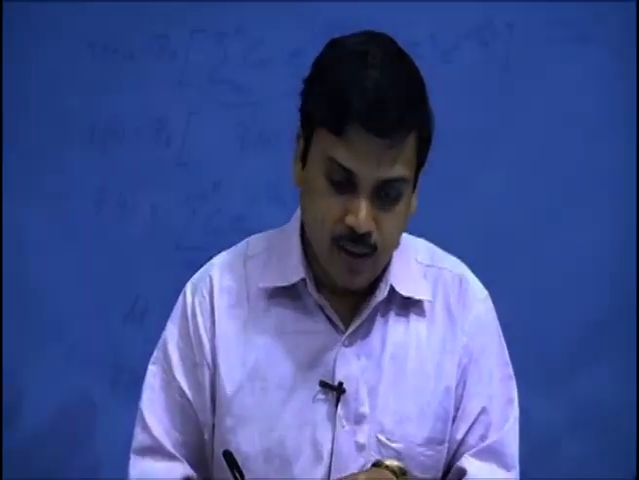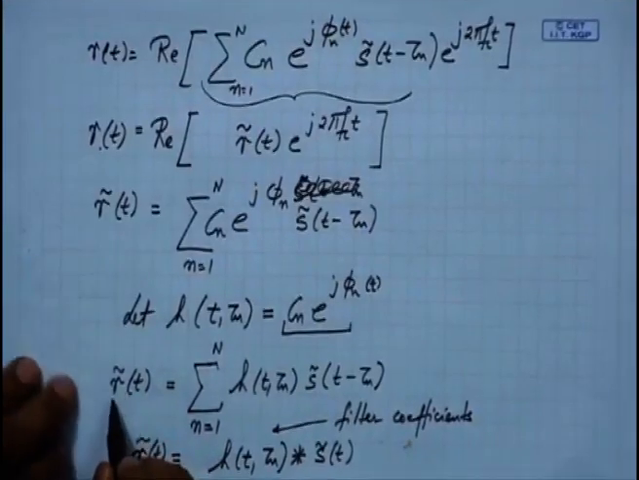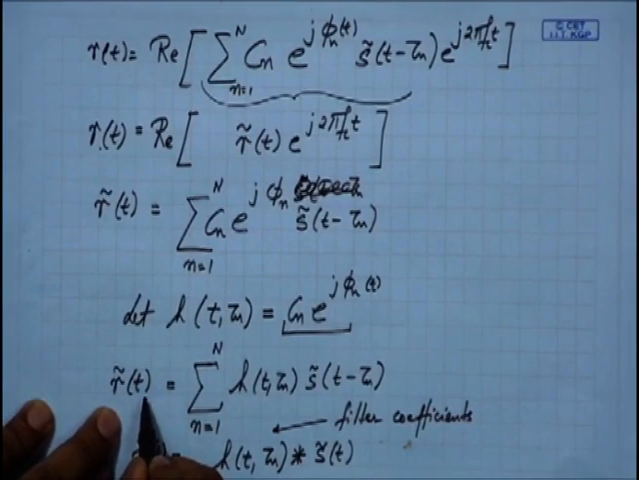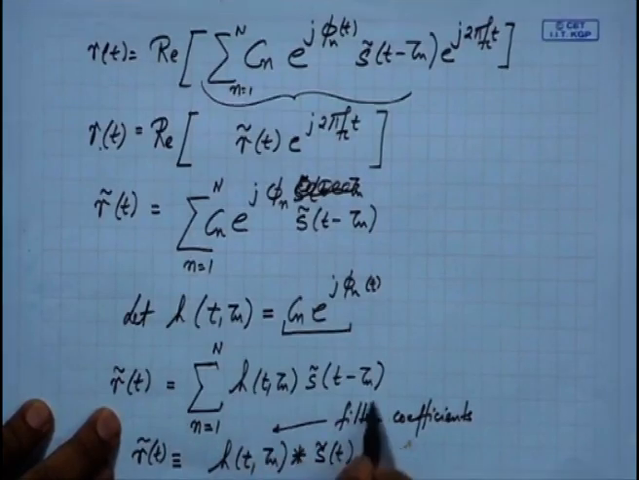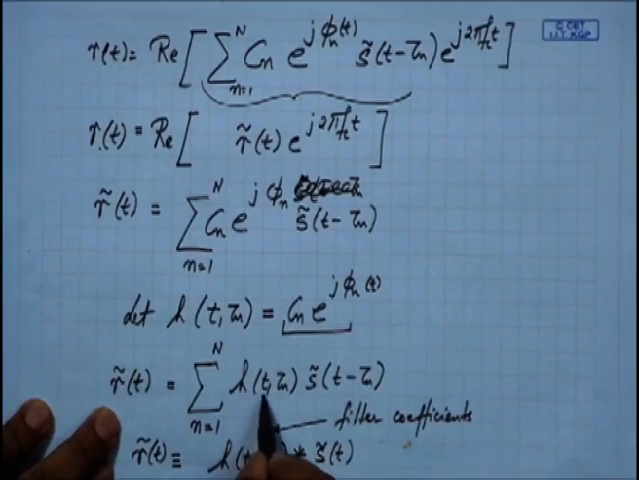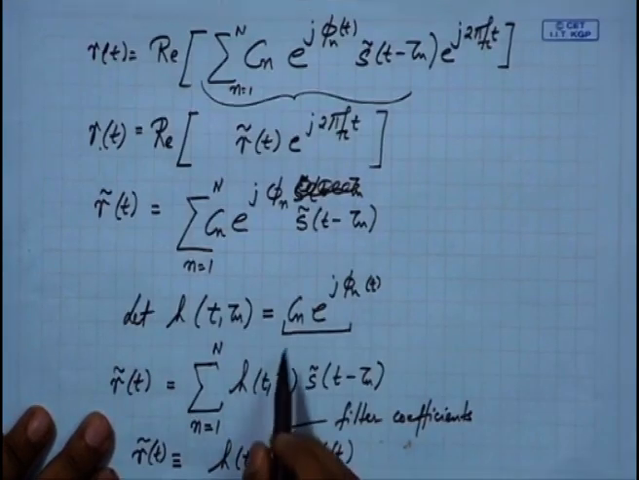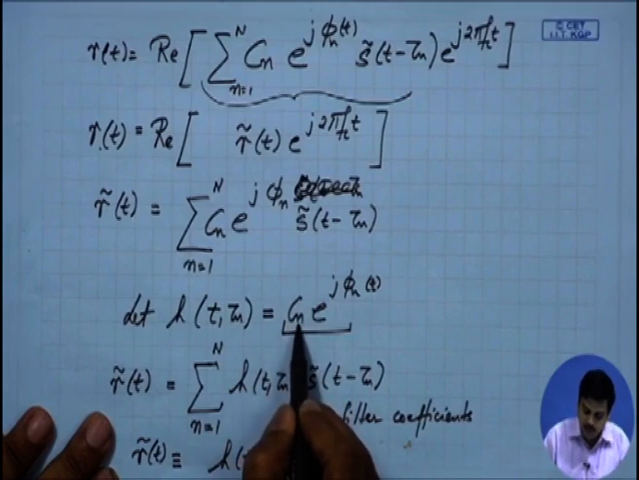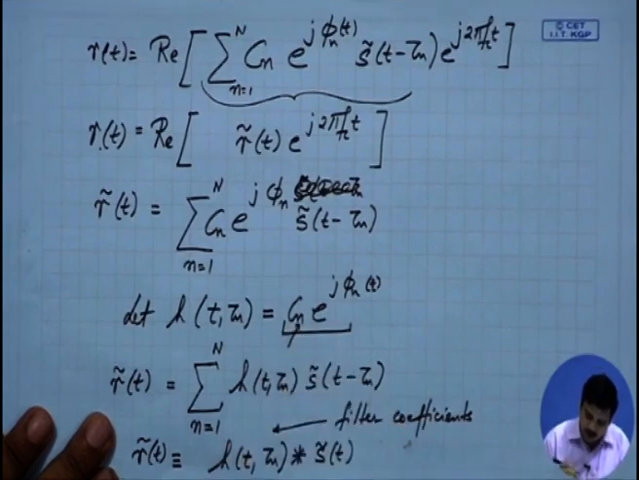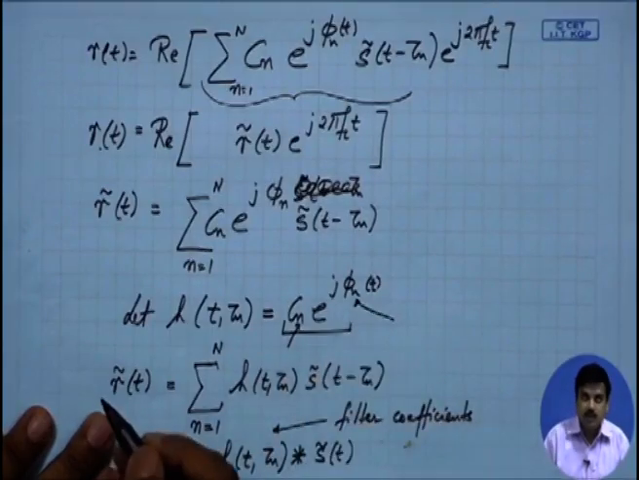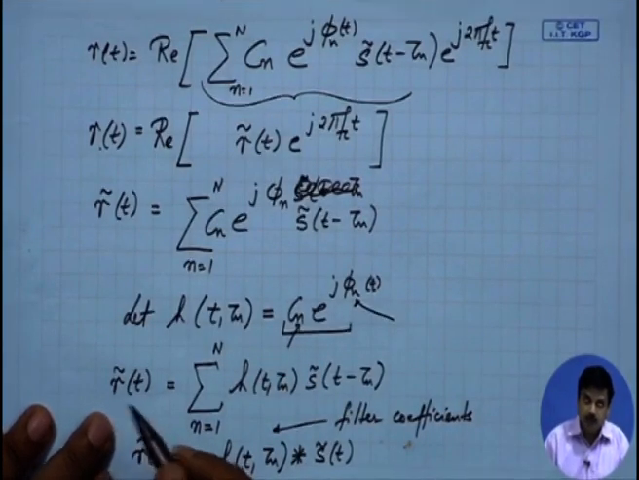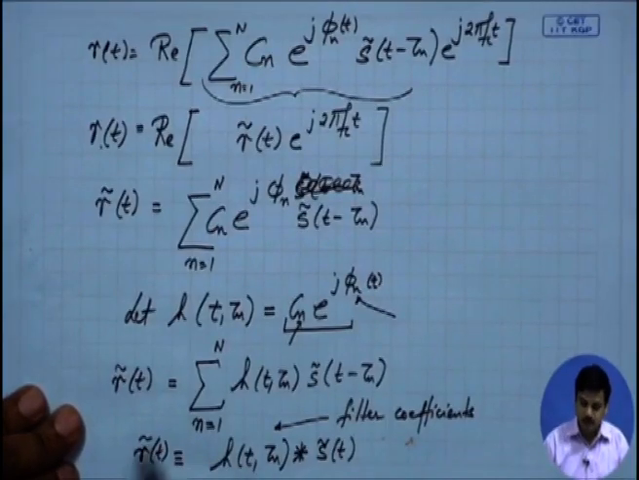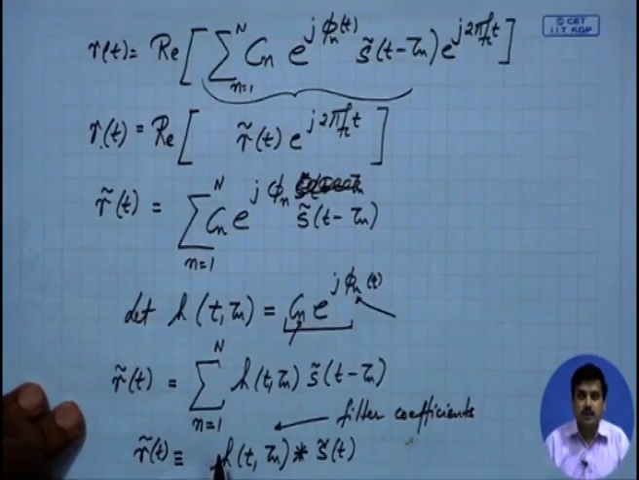So what we discussed in the last lecture is the complex envelope of the received baseband signal, which can be represented in this form, where h(t, tau n) is the product of the amplitude coefficient associated with the nth path and the phase associated with the nth path, and we wrote it as a convolution expression. What we will now do is take a detailed look at how this arises.